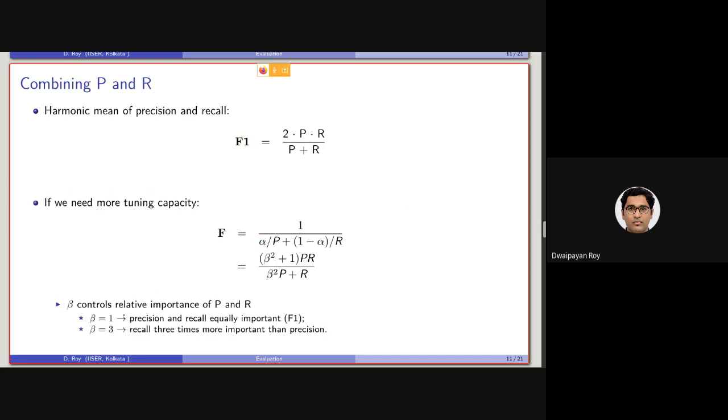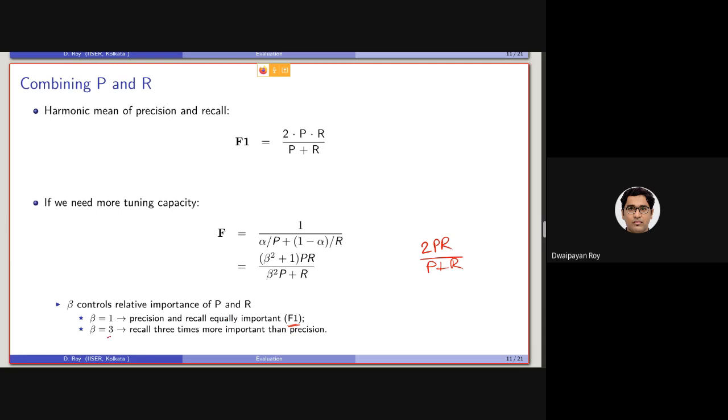Here, beta controls the relative importance of P and R in the ultimate matrix value, the value that we will be getting after performing the evaluation. If we set beta equals to 1, we will be understanding that it is basically 2PR by P plus R. It is basically the F1 measure, where we are considering precision and recall to be equally important.